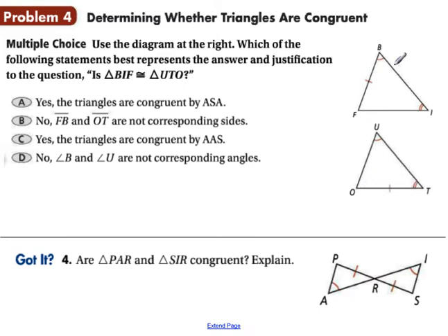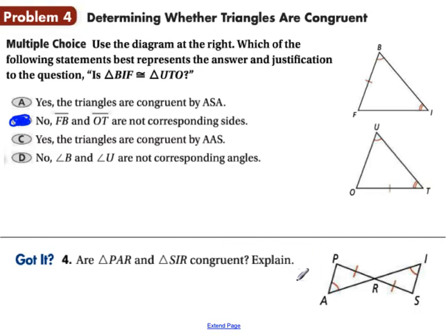But if you look at these, the two angles are okay. We've got those are congruent, but the sides don't correspond. In order for these triangles to be congruent using angle, angle, side, BF would have to correspond to side OU or UO. And that's not the case. So in this one, the answer is no. These are not corresponding sides. So that's the one you would color in right there. It's definitely not.